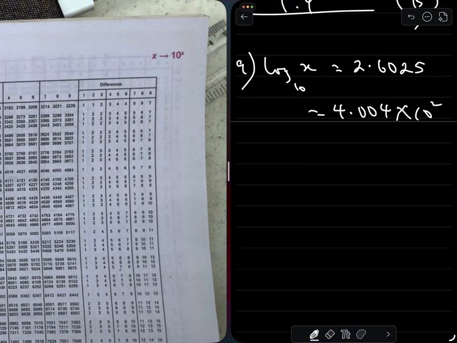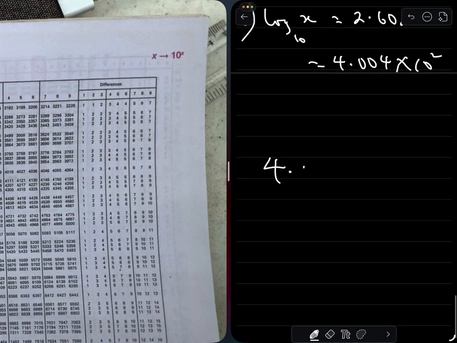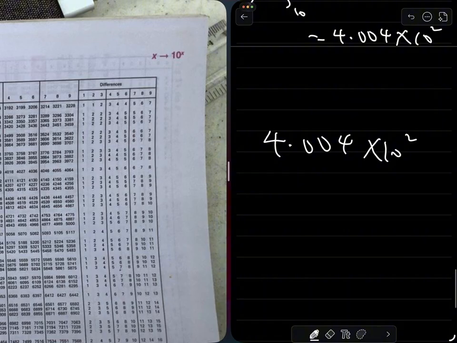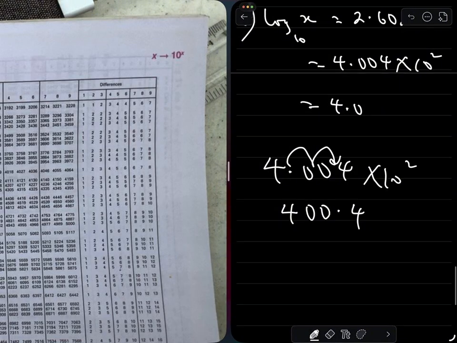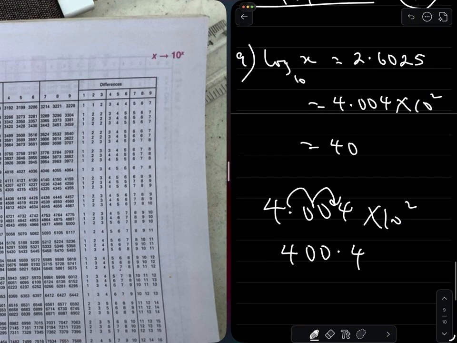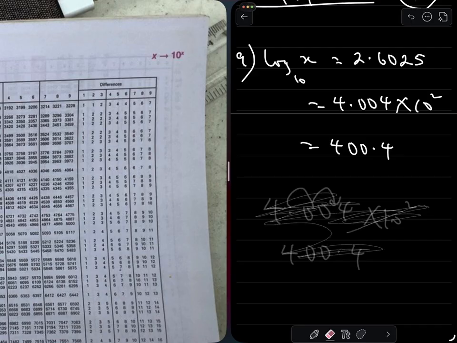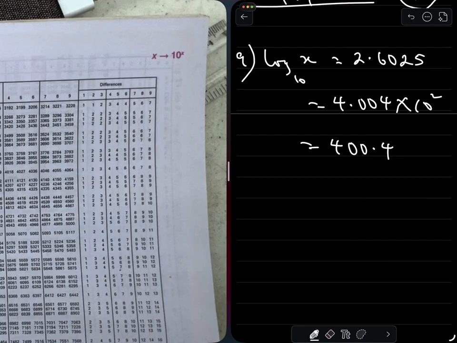That means 4.004 times 10 to the power 2. What is that? 10 to the power 2 means you move the decimal forward twice. 1, 2. So what's the answer? That's 400.4. Do you understand? If you multiply by 100, you are moving the decimal forward twice. Multiply by 10, move the decimal forward once. Multiply by 1000, move the decimal forward thrice. 3 times. Do you understand?